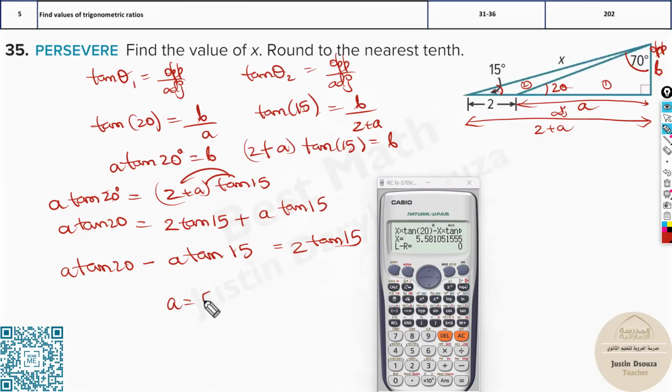A is equal to 5.58. Now, nearest tenth, right? So I'll take it as 5.6. And now here the A value is 5.6. This is 2. So what happens? The base is basically 7.6. 5.6 plus 2 is 7.6. This is the base.